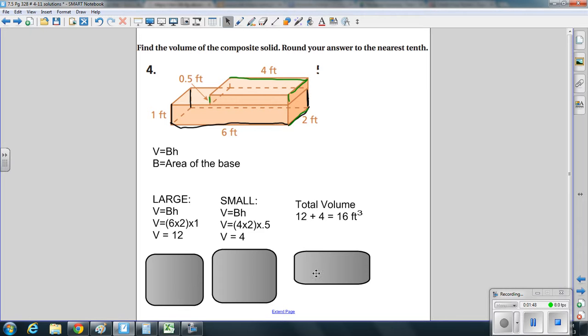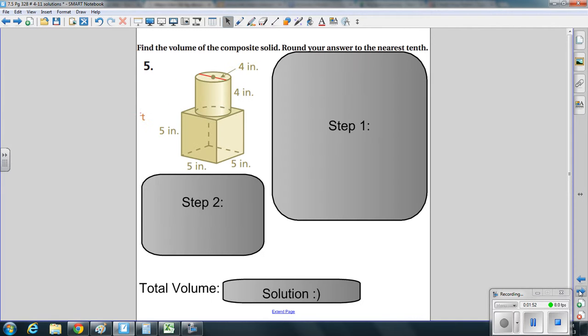Does anyone have any questions? Okay, here's number 5. This composite shape is made up of 2 shapes. We have a cylinder on the top, and we have a cube on the bottom.